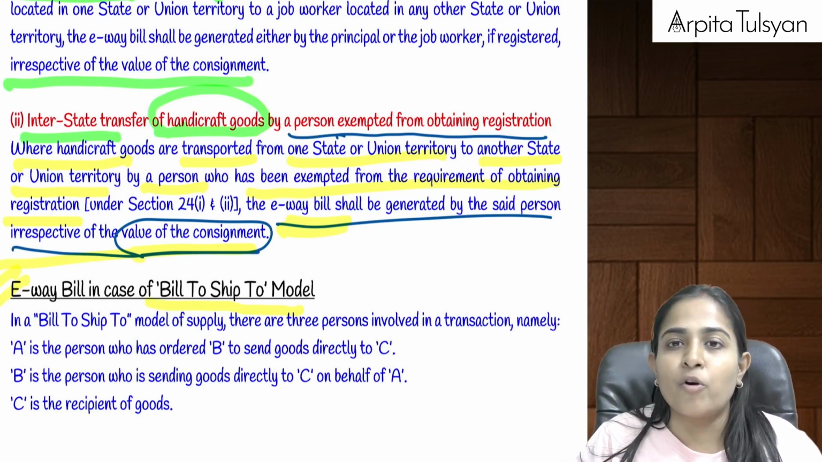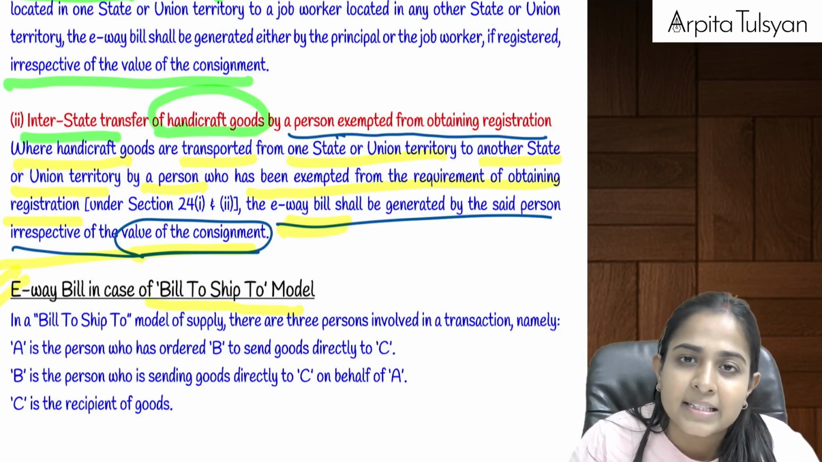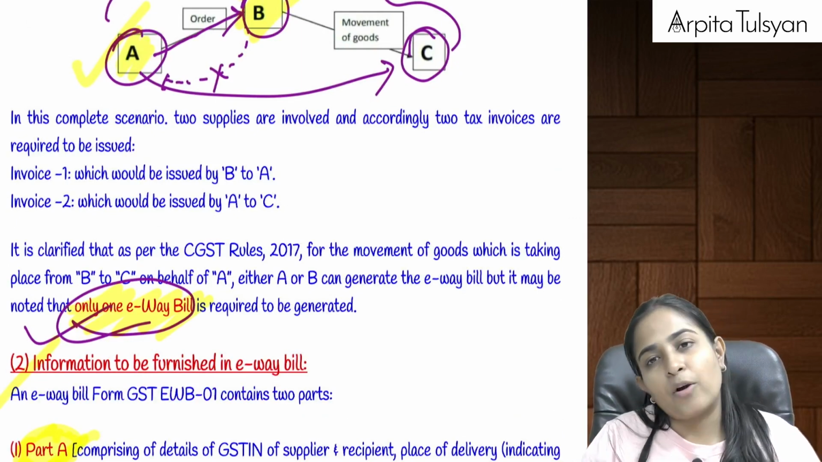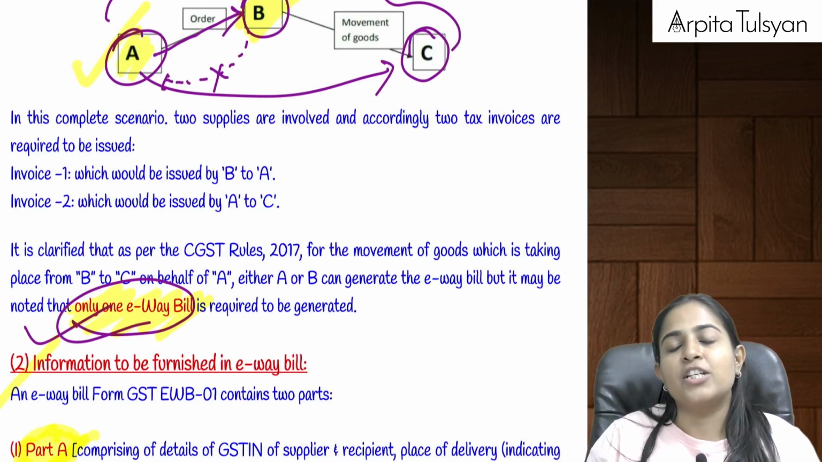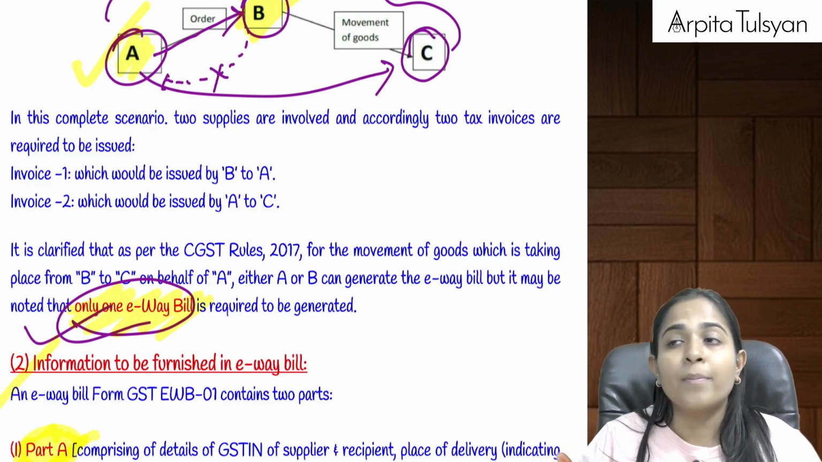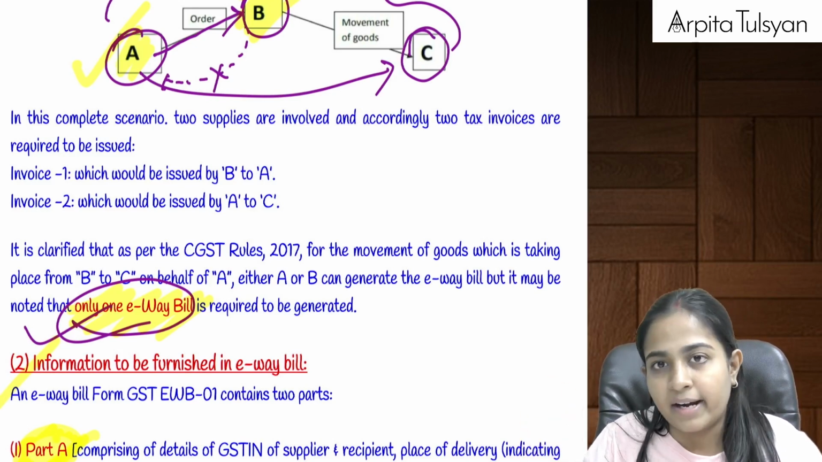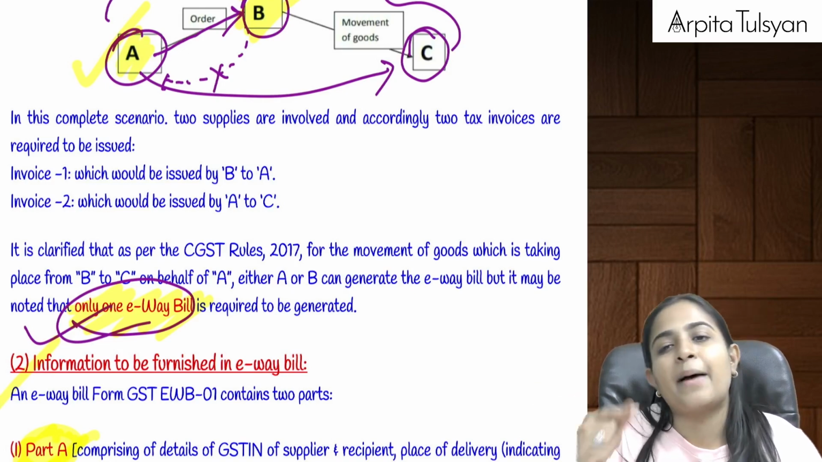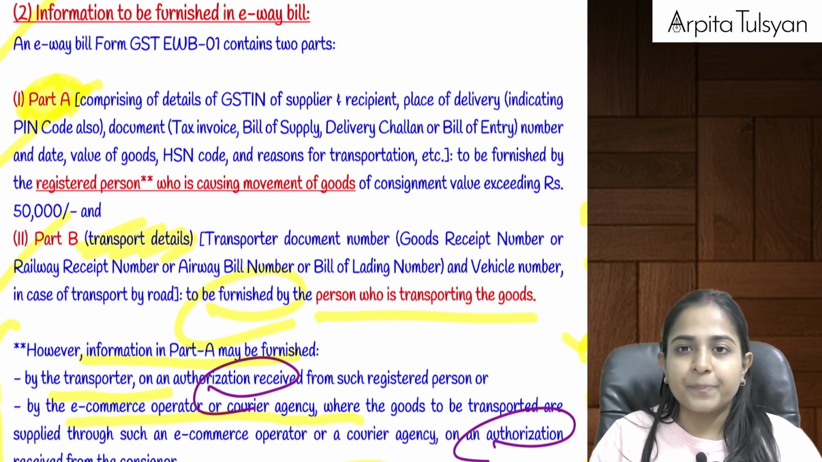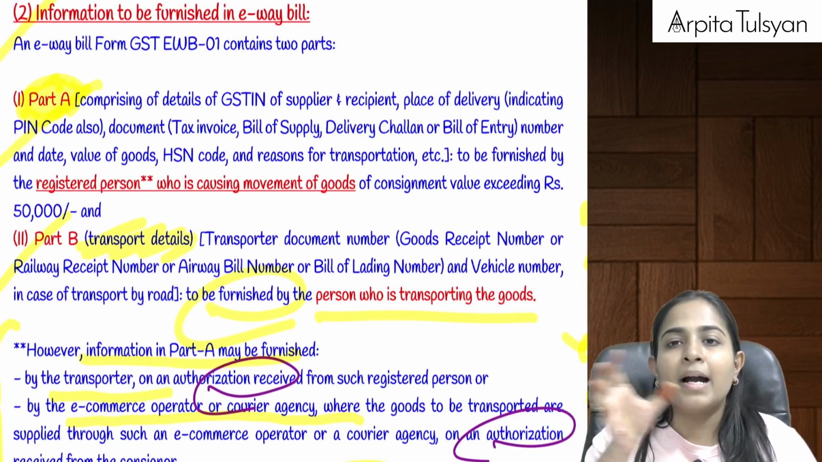Even if there are two invoices, can we say movement of goods is happening only once? You are directly sending it to my customer. So they are telling in this case only one e-way bill is required. Even if two invoices are issued, this is one such exception where only one e-way bill is required. Normally, for every invoice, a new e-way bill is required. But in this case, since movement of goods is happening only once, only one e-way bill is sufficient. Right?